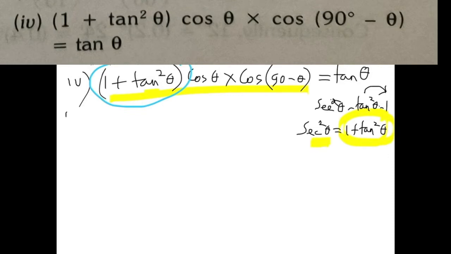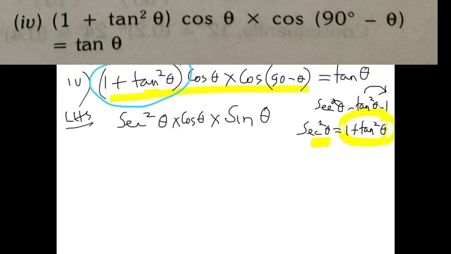So as I am solving the left hand side now, this 1 plus tan square theta I am going to write as sec square theta. So sec square theta into cos theta into cos 90 minus theta, and you know that cos 90 minus theta is sin theta. Now you know that sec is a reciprocal of cos, so this sec value I am going to write as 1 by cos now.